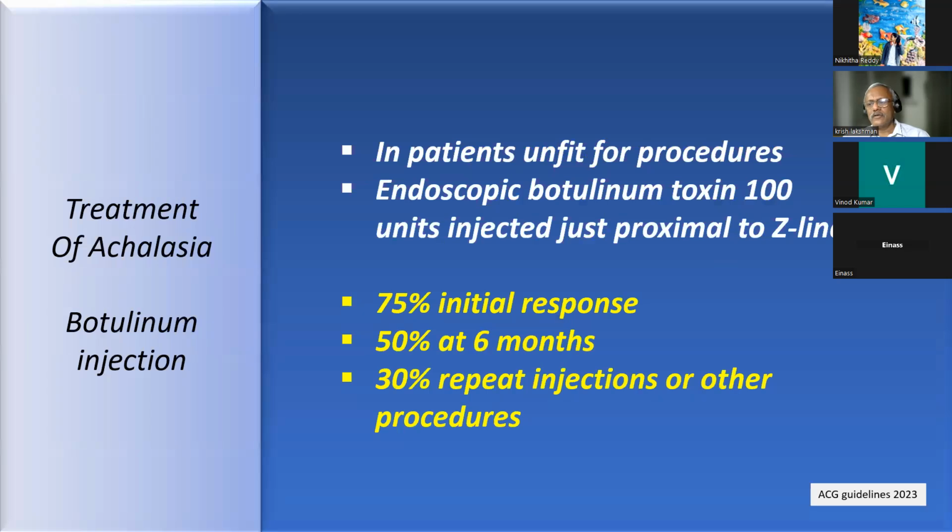No, that's not the indication. The indication is if you cannot withstand anything else. Patients who are very unfit for any intervention, but you want to give them some symptomatic relief, you can give botulinum toxin. I've given you the dosage there and the response rate here. These are all very well established data. A 75% initial response comes down by half at around 6 months, and a good one third of them need something else done, either repeat injections or some other procedure. So it's not the recommended treatment in people who are fit enough to have certain procedures.